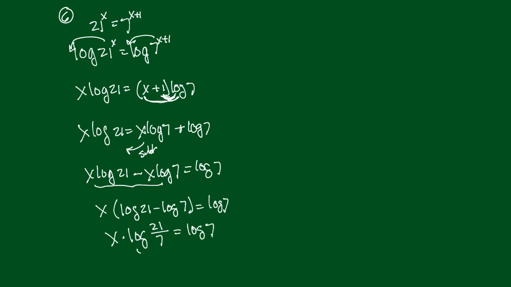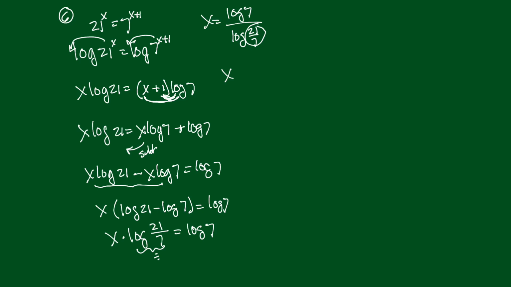Now all I have to do is divide by that. So I'll do it up at the top. X is equal to this fraction, log of 7 divided by the log of 21 over 7. Now, I know what 21 over 7 is. It just happens to be 3. But I'm just going to keep it like this, because if it was 21 over 8, I couldn't do it.